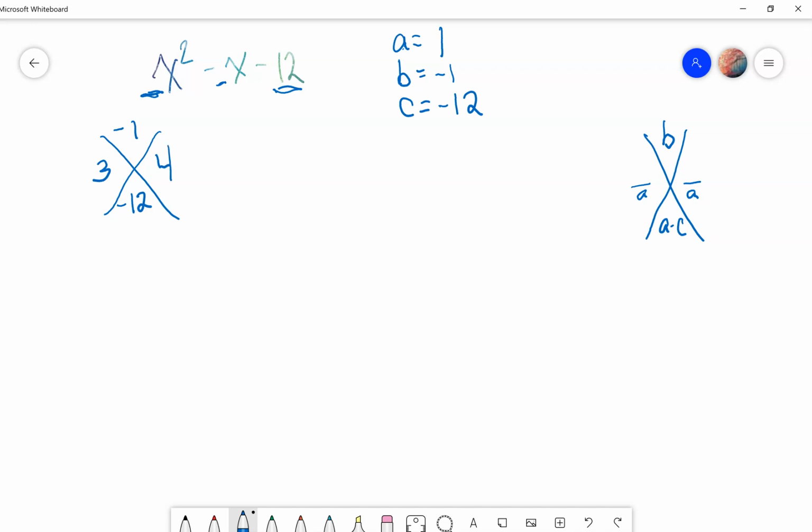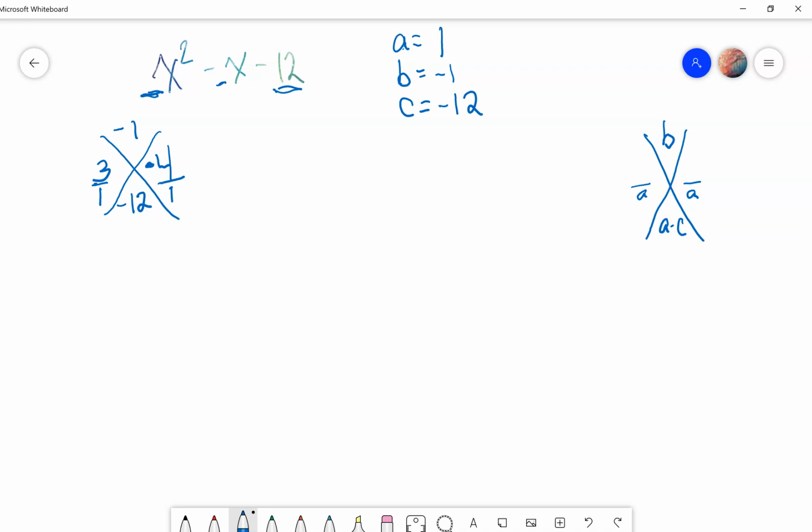Now, if we added these together right now, that would give you positive 7, so we have to switch the signs on one of these. I need a negative 1, so negative 3 and 4 would give me positive 1, so it's not that. But if I do negative 4 and positive 3, that would give me negative 1. And then we're dividing by A, which is 1. And that gives us whole numbers.